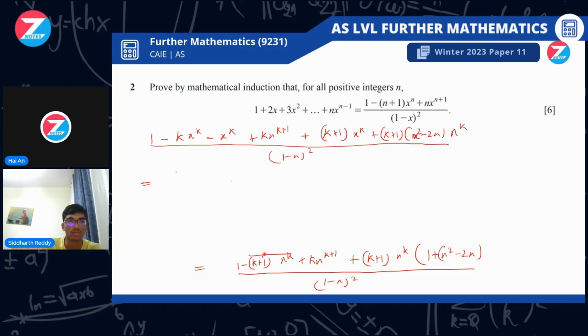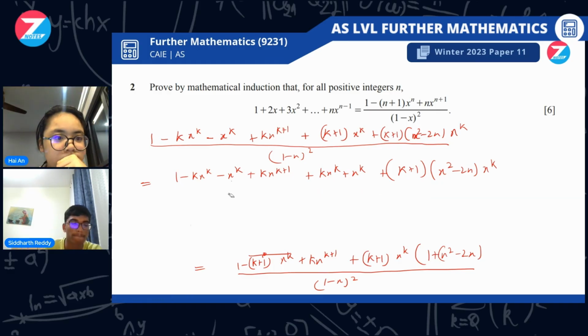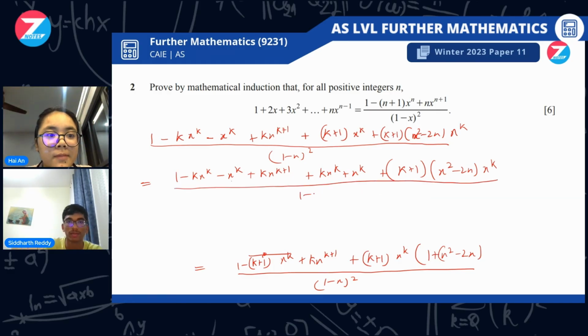So we got 1 minus kx to the power k minus x to the power k plus kx to the power k plus 1 plus kx to the power k plus x to the power k plus (k plus 1) times (x squared minus 2x) times x to the power k, divided by (1 minus x) whole squared. So this minus x to the power k and plus x to the power k cancel, and this minus x to the power k and this plus x to the power k cancel.